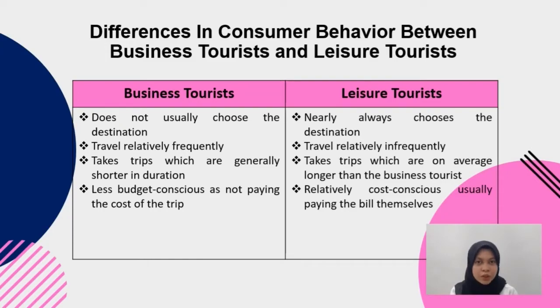While for the leisure tourists, they usually travel infrequently because mostly they travel during school holidays. Thirdly, the business tourists usually take the trip for a short period of duration. This is because they usually go for the trip and complete their job in a short period of time. While for the leisure tourists, they usually take trips that are longer than the business tourists. This is because they have flexible time to visit a lot of places.